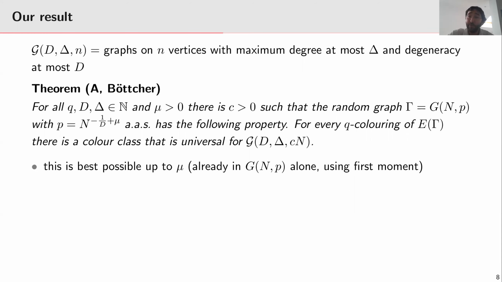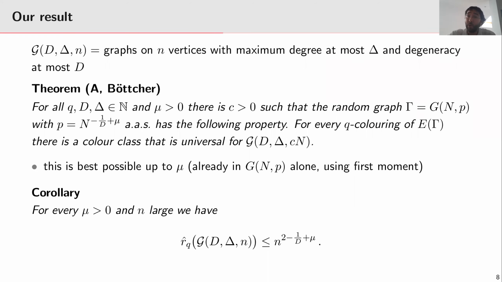Okay, and this of course also gives us a bound on how many edges we need in a partition universal graph for this class, and the bound we get is of course this one. This is also, I think, optimal up to this mu. Again, a counting argument says if you have fewer than n to the 2 minus 1 over D edges, then even without colouring, you cannot be universal for all of these graphs. Okay, so I want to sketch the proof of this result. Maybe now is a good time if anyone has questions about the definitions.